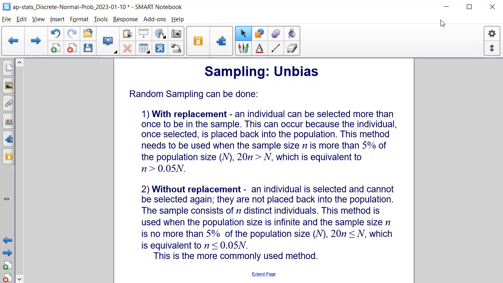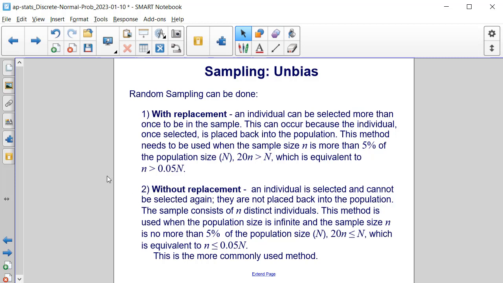This method needs to be used when the sample size, lowercase n, is more than 5% of the population size. In other words, 20 times lowercase n has to be greater than the population size, capital N, which is equivalent to the sample size having to be greater than 5% of the population size, 0.05 times the population size.